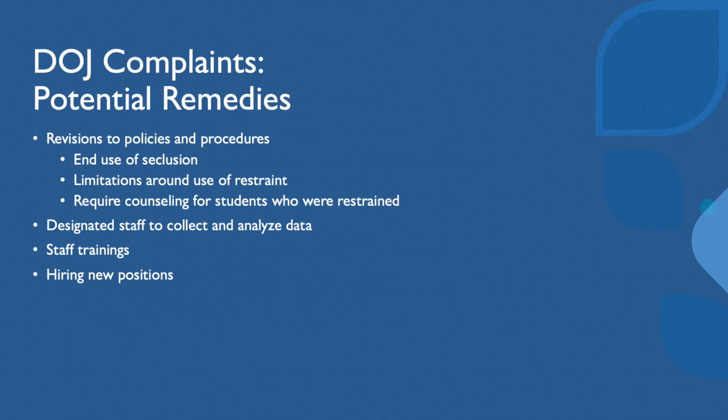Some examples of remedies we've seen from the DOJ are revisions to policies and procedures, including a full ban of seclusion, which is further than any other administrative entity has gone. Limitations around the use of restraint and requiring counseling for students who were restrained. They have also required designated staff to collect and analyze data, staff training, and even hiring new positions.